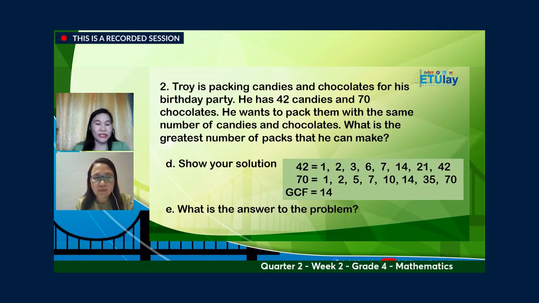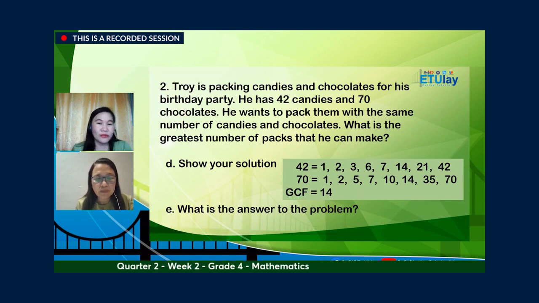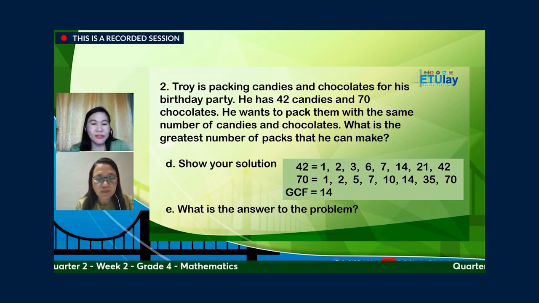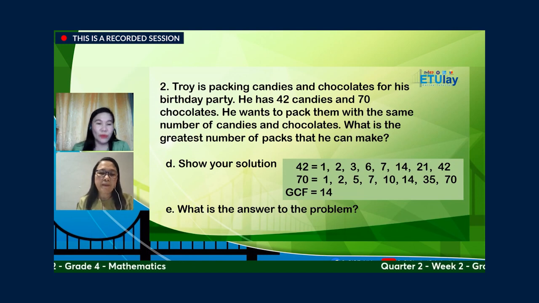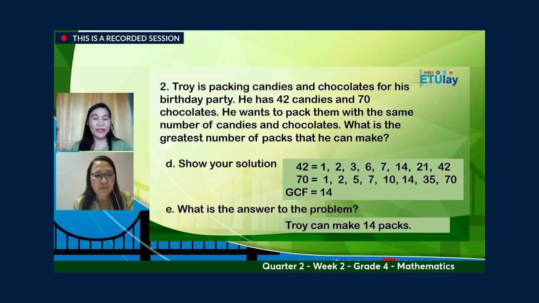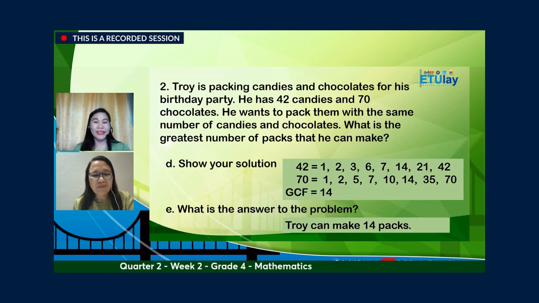So 14 now ang ating nakuhang greatest common factor for 70 and 42. Okay, what is the answer to the problem? So Troy can make 14 packs.